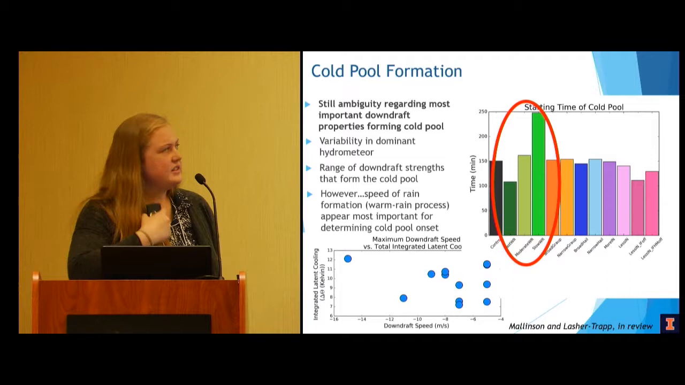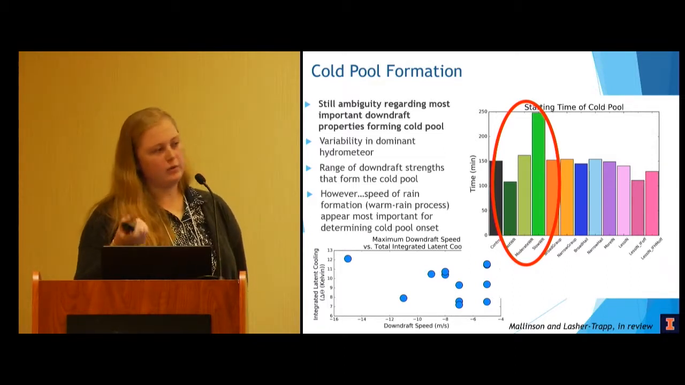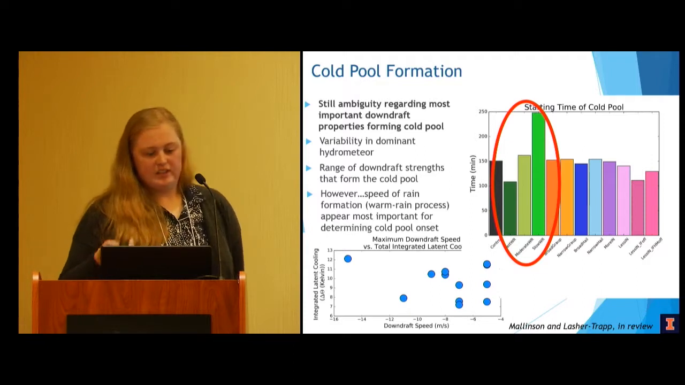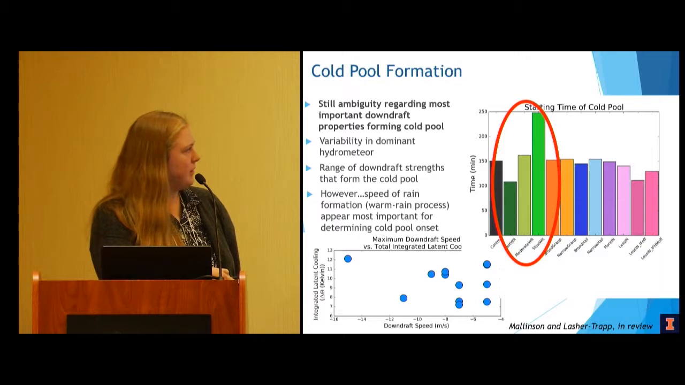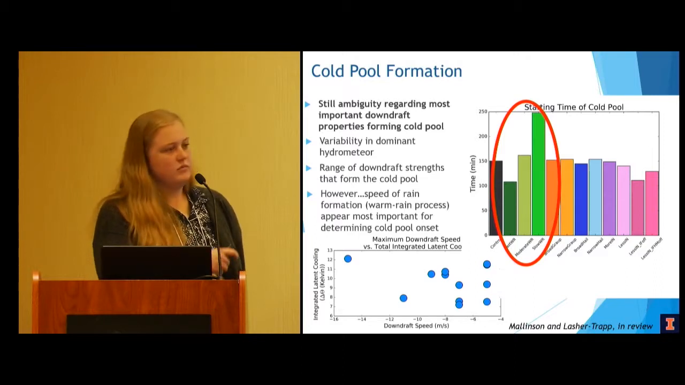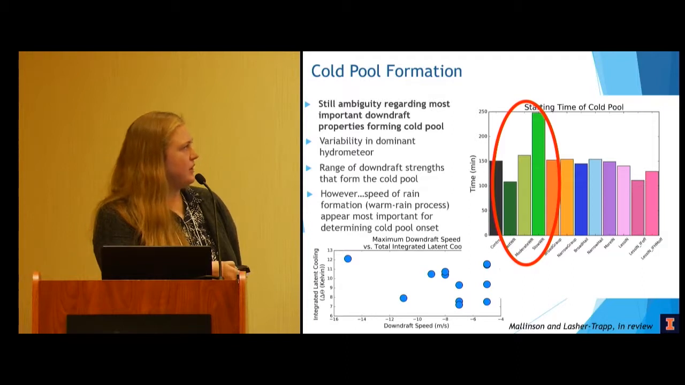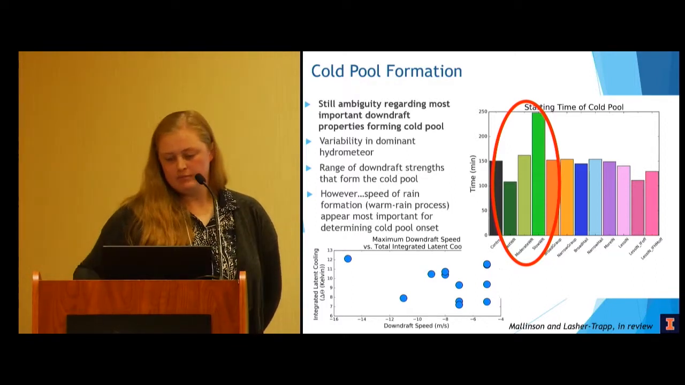But the main takeaway from our cold pool formation is that the speed of rain formation, how quickly rain forms, also known as the warm rain process, does appear to be the most important for determining the cold pool onset. So when you have rain that forms more quickly, which is this dark green bar here, the cold pool will begin quicker, and as it takes longer for the rain process to begin and rain to form, you're going to really delay when your cold pool will form.